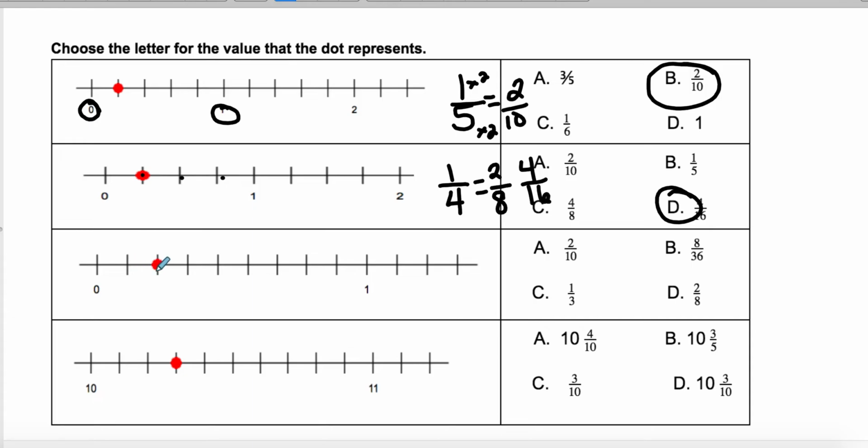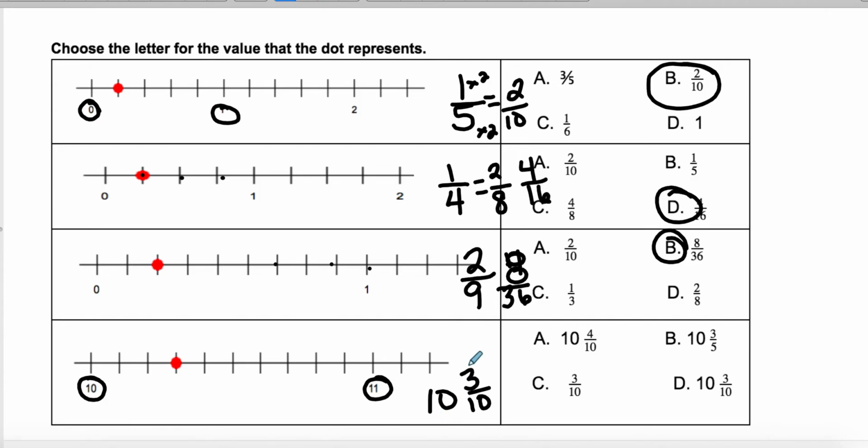Next one. I'm 1, 2, 3, 4, 5, 6, 7, 8, 9 to my whole number. I'm at 2/9. 9 cannot go to 10. 9 could go to 36. So let's see if it goes to 36, times 4, which is 8/36. So the answer is B. Last one, check those whole numbers. Now I'm going between 10 and 11, so I know I will start with the whole number 10. I'm 1, 2, 3, 4, 5, 6, 7, 8, 9, 10, and I'm at 1, 2, 3. I'm at 10 and 3/10. This one's there to trick you. It's letter D.